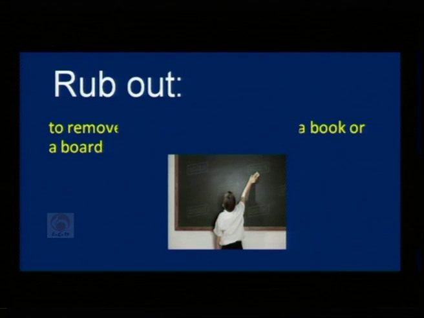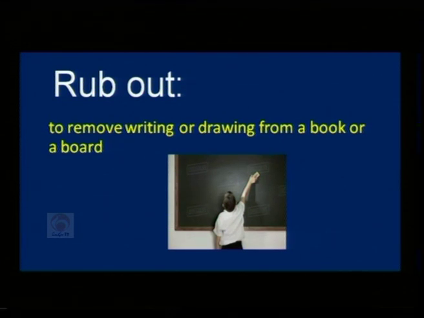Okay, what do you mean by rub out? To remove writing or drawing from a book or a board. Suppose you drew a diagram in your notebook and you found that it's a wrong diagram. Then what do you do? We erase it. You take an eraser and we erase. And you have to say, I take an eraser and rub it out. Okay, ma'am. I rub out. You rub out something from the board and you rub out something from your notebook, either from a notebook or from the board. You have to use the phrase rub out.